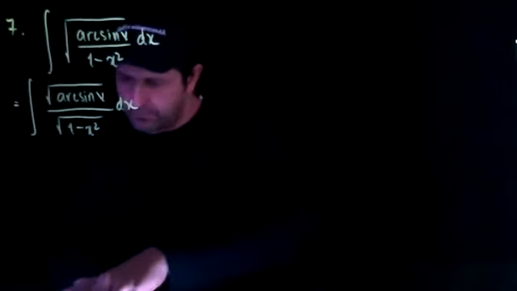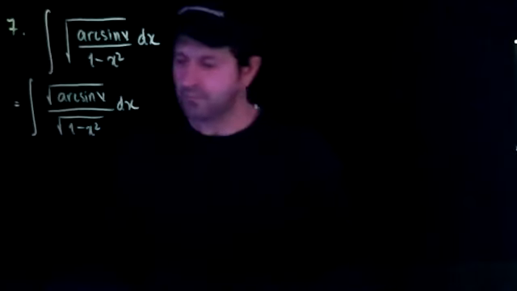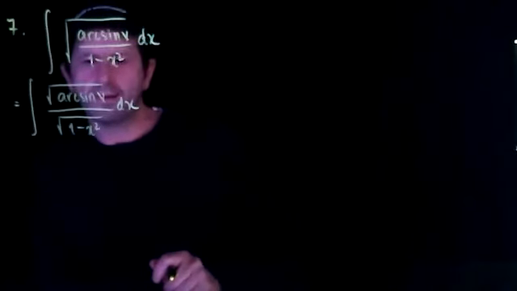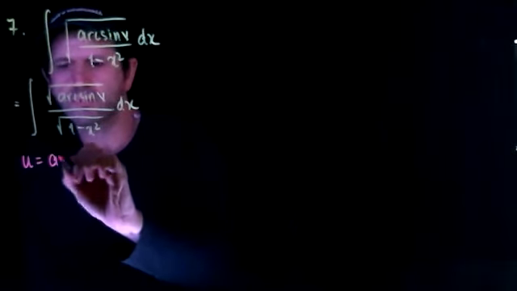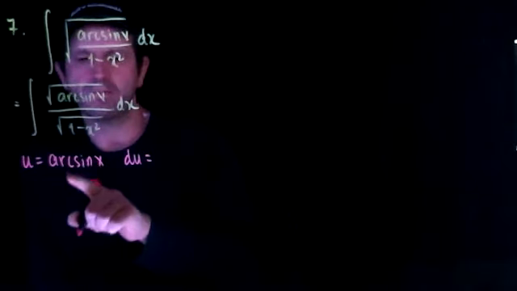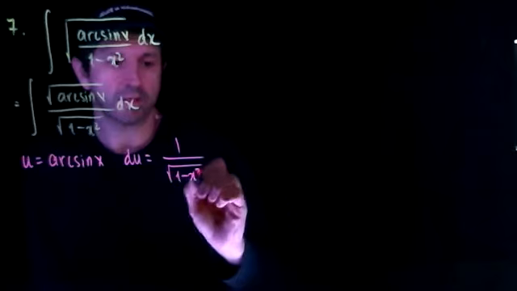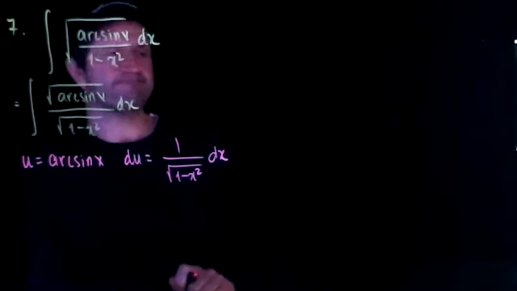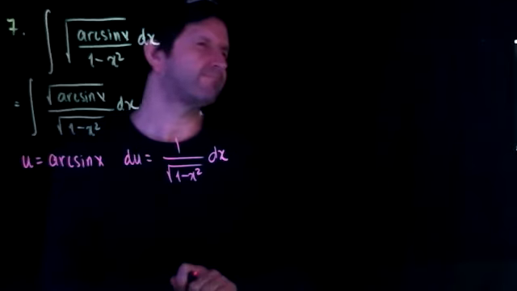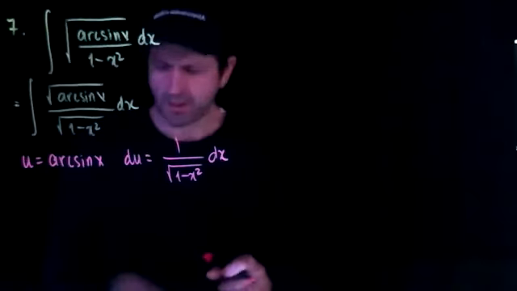See what... There's a u. The arc sine. So u is equal to arc sine x, and so du, the derivative of arc sine, is 1 over square root of 1 minus x squared dx.